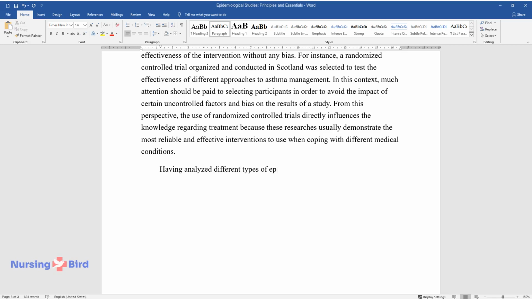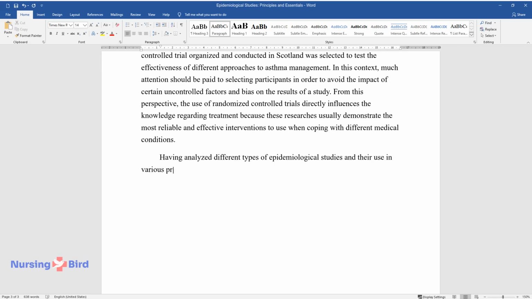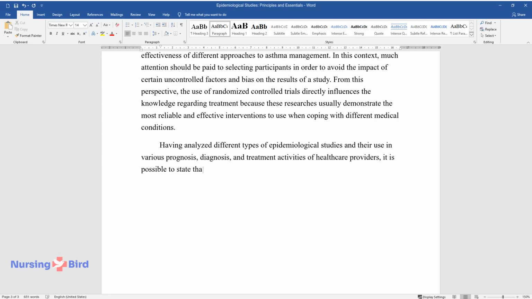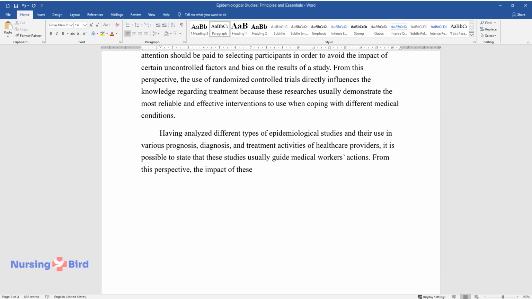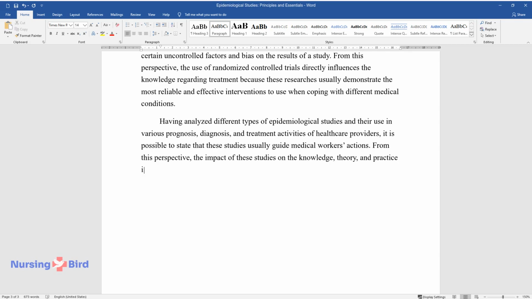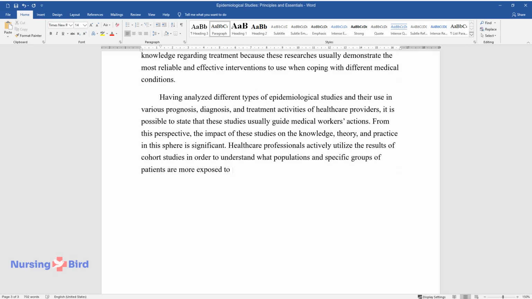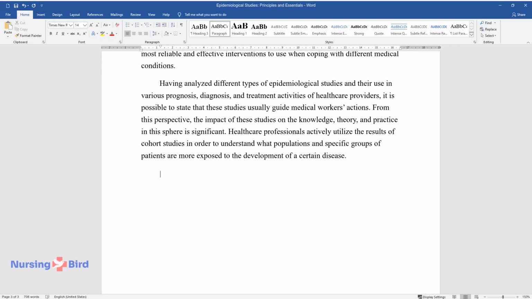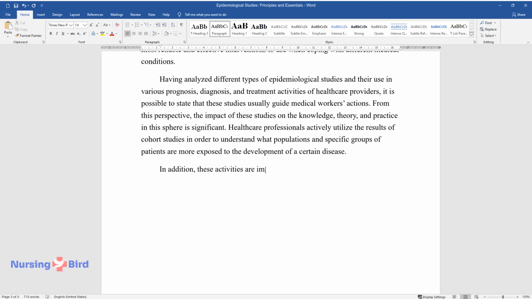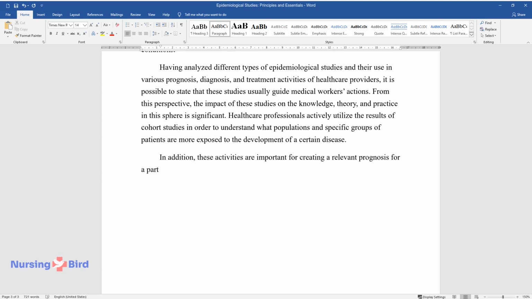Having analyzed different types of epidemiological studies and their use in various prognosis, diagnosis, and treatment activities of healthcare providers, it is possible to state that these studies usually guide medical workers' actions. From this perspective, the impact of these studies on the knowledge, theory, and practice in this sphere is significant. Healthcare professionals actively utilize the results of cohort studies in order to understand what populations and specific groups of patients are more exposed to the development of a certain disease. In addition, these activities are important for creating a relevant prognosis for a particular medical condition for the selected population.